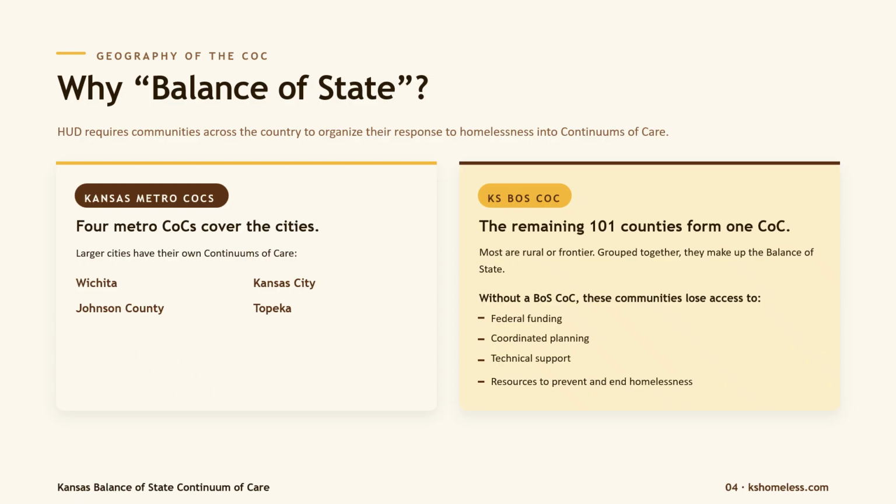Without a balance of state CoC, the smaller and rural communities would simply be left out of federal funding, coordinated planning, technical assistance, and resources to prevent and end homelessness. The balance of state CoC exists so that no Kansas community is left out.